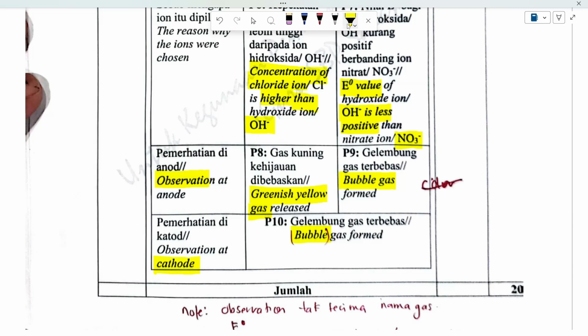Hydrogen gas. So remember, for observation, do not accept the name of the gas. You don't write oxygen gas released or hydrogen gas released. For observation, you must write the color of the gas normally. So altogether here will be 10 points.